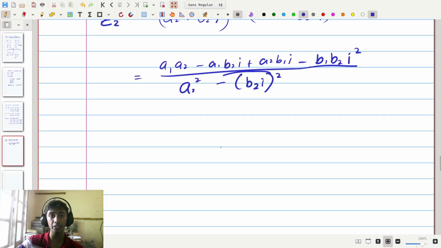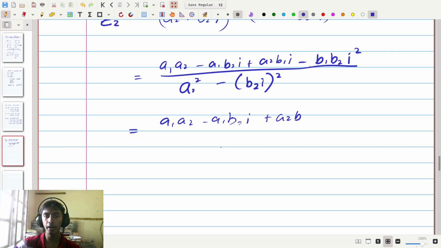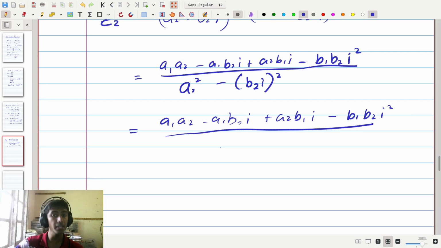Before we substitute that, let's actually simplify this further, because this is also going to end up with an i squared in it. If we simplify this down, we have a1 a2 minus a1 b2 i plus a2 b1 i, and then minus b1 b2 i squared. On the denominator, this (b2 i) squared is going to turn into b2 squared times i squared. So we're going to have a2 squared minus b2 squared i squared.